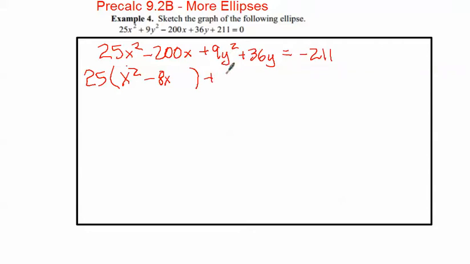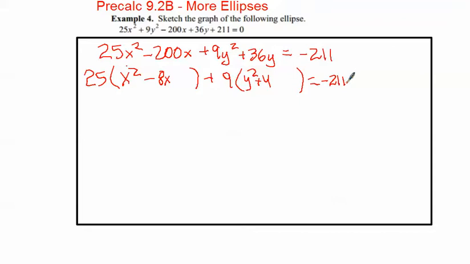And then for the y terms, we're going to be able to factor out a 9. Put some parentheses, we'll be left with a y squared plus 4y. And then again, we'll leave room. And we get the constant term that we subtracted from both sides over on the right side now.